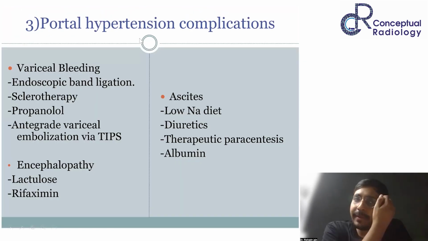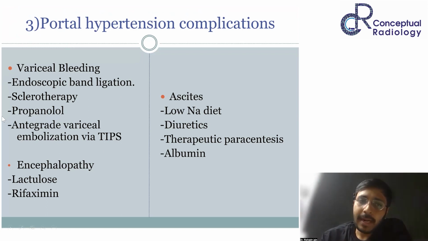Now, the third goal of treatment is portal hypertension complication treatment. So if it's a variceal bleeding, you do an endoscopic band ligation, sclerotherapy, and give non-selective beta blockers like propranolol. So you will frequently see in the OPD card of a patient that they are on carvedilol, which is a non-selective beta blocker, and the patient has gone through multiple sessions of upper GI endoscopy with variceal ligation.